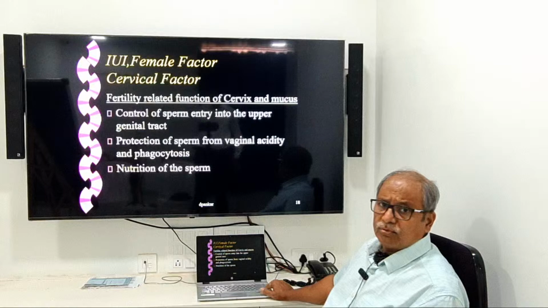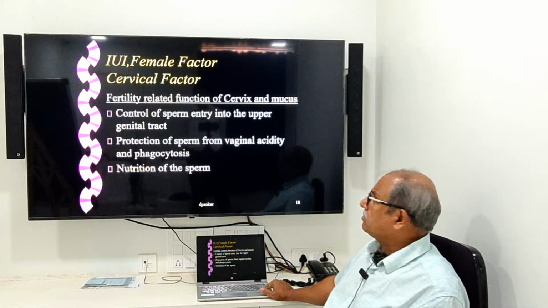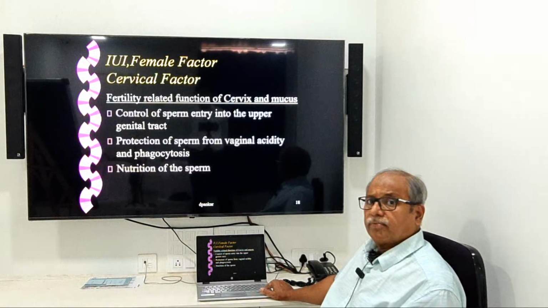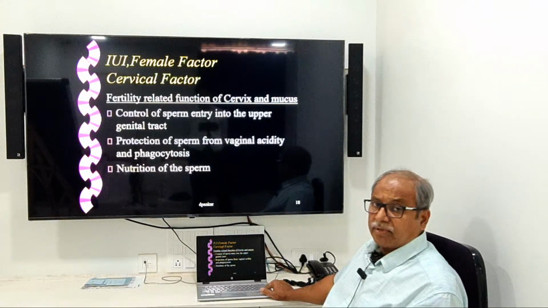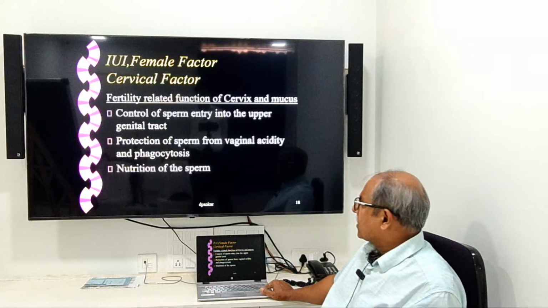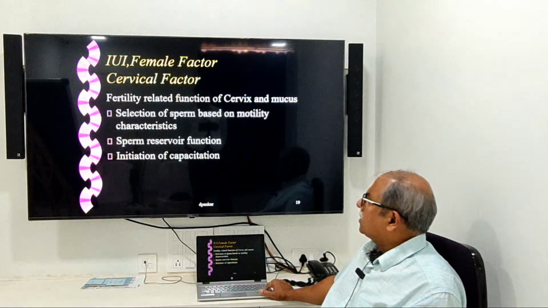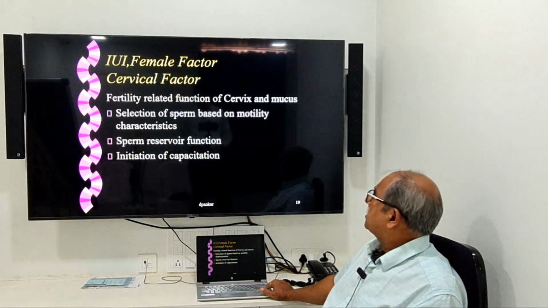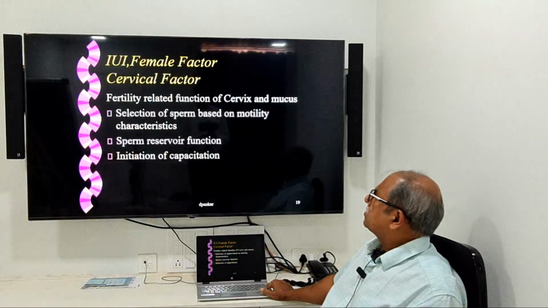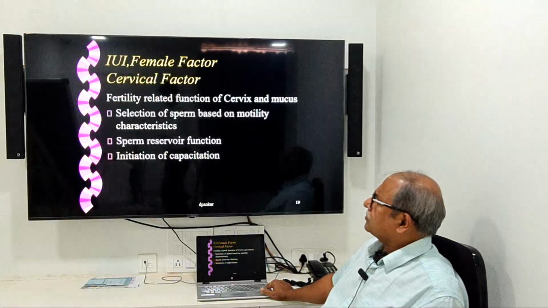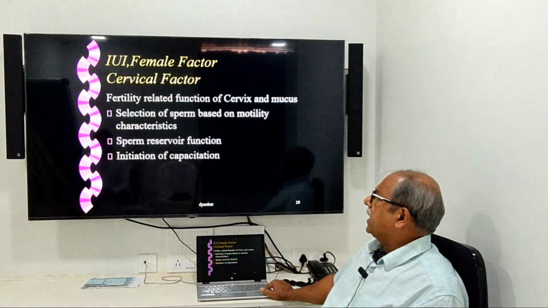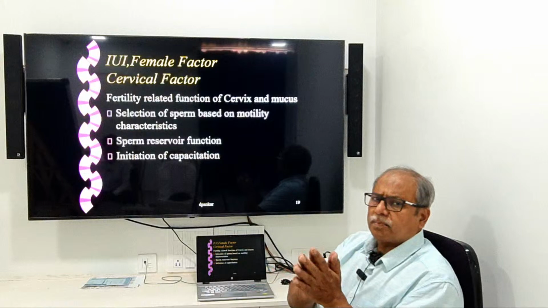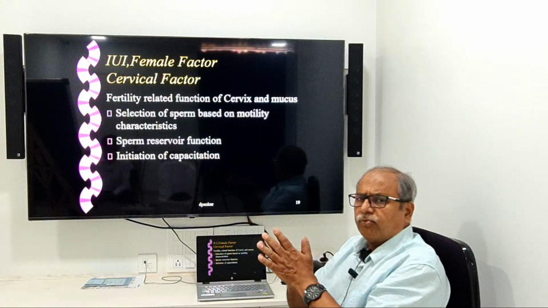Fertility related function of the cervix and mucus: the mucus helps the survival of the sperm, helps entry, and protects the sperm from vaginal acidity if we get good cervical mucus. Nutrition of the sperm is also noted. Other functions are selection of the sperm based on motility characters, sperm reservoir function, and initiation of capacitation. Nature makes the cervix hold the sperm at the time when the lady is ovulating.